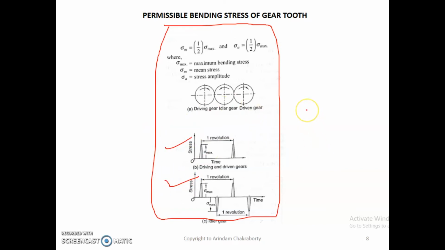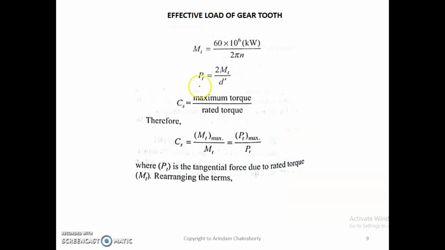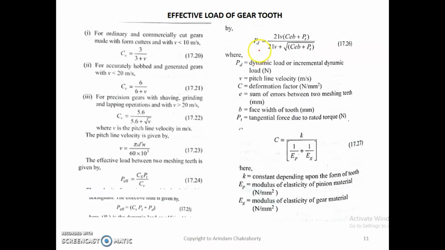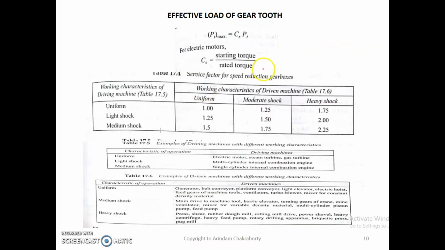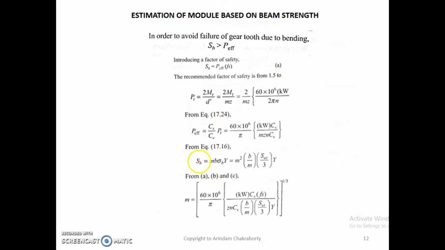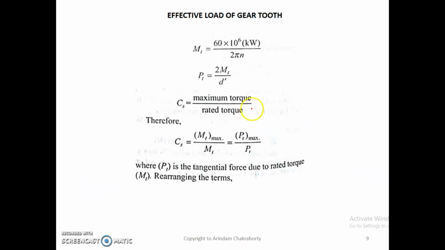graphs. To calculate the effective load, that is PT or PD, this is PD, okay, effective load, or how much effective load we can actually apply and how we could change it. To understand in a practical way, we use these methods. MT is nothing but the torque. We know the torque is 60 by 2 pi n.